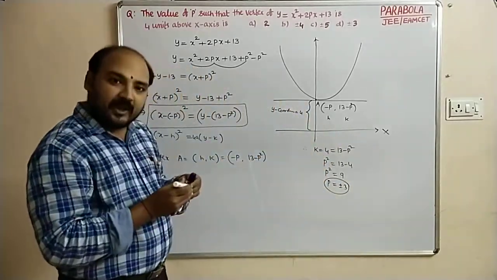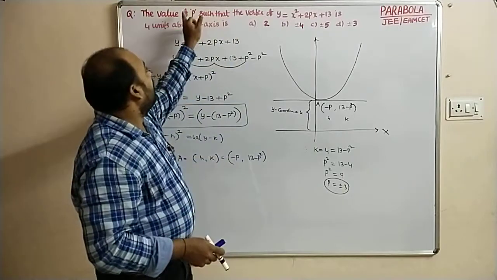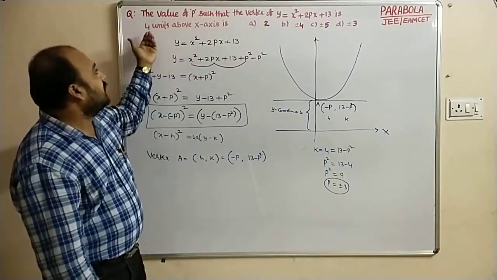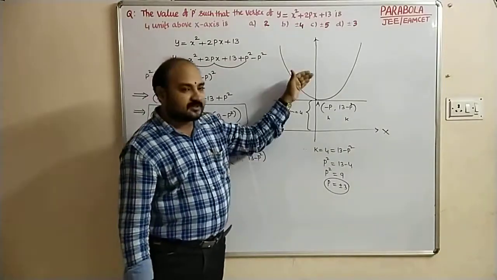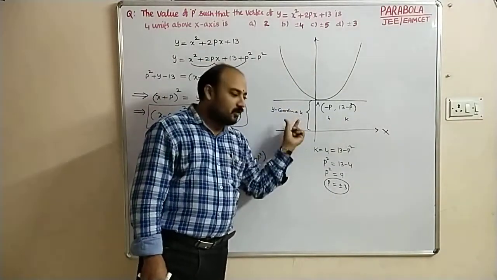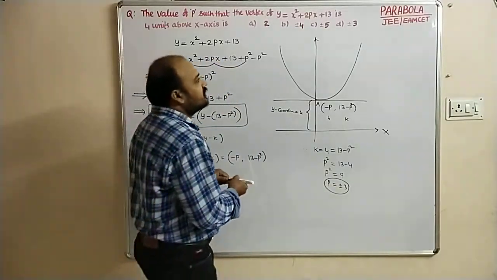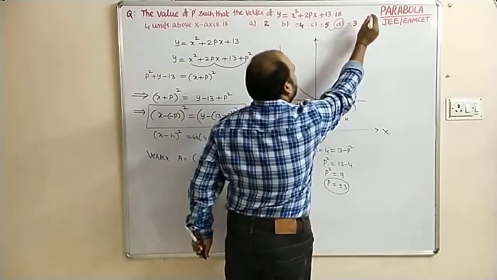So the value of p is such that the vertex of this parabola is 4 units above the x-axis. Based on this condition only we are getting the value of p. So p value is plus or minus 3, which is there in the fourth option.